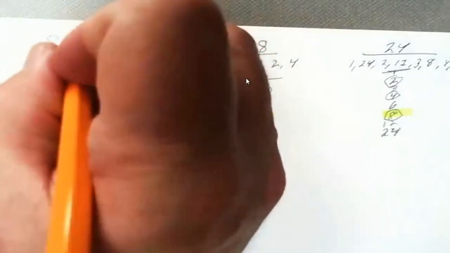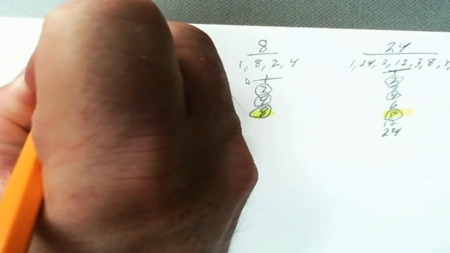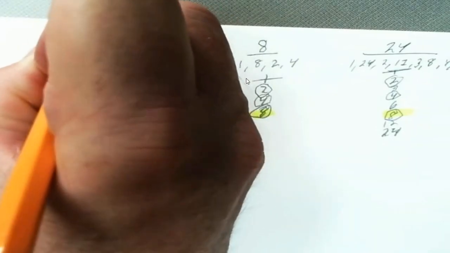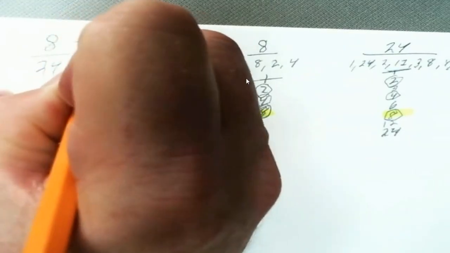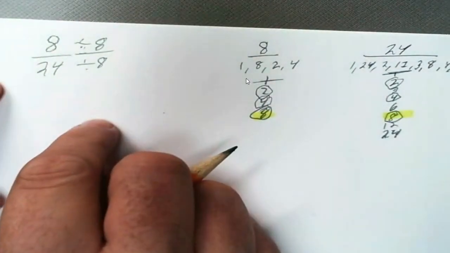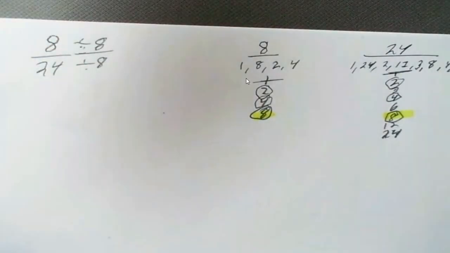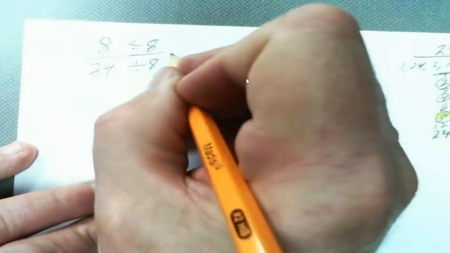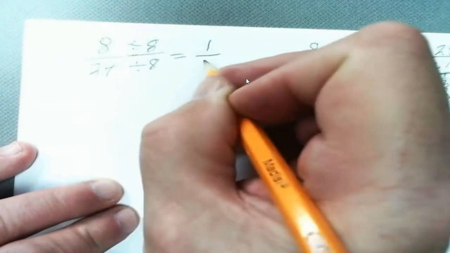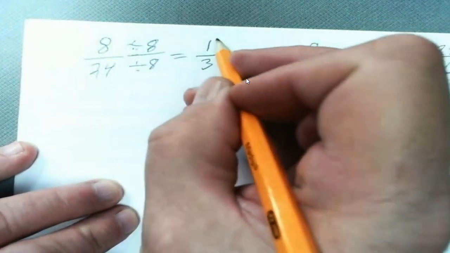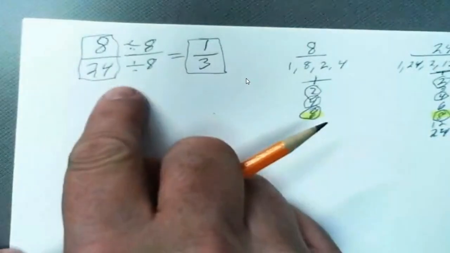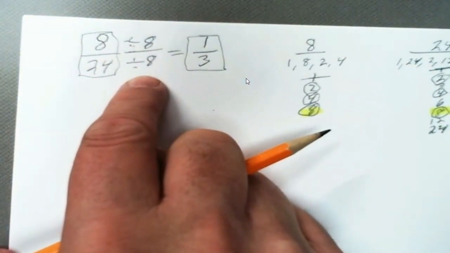So that means if we go back here, we can divide the top by 8, and we can divide the bottom by 8, which means we're dividing by 8 over 8, which is just 1. So we're not changing what the number equals, but we're dividing this by 8 and that by 8. So 8 divided by 8 is 1. 24 divided by 8 is 3. So this is equivalent to 1/3 just by finding the greatest common factor, right?